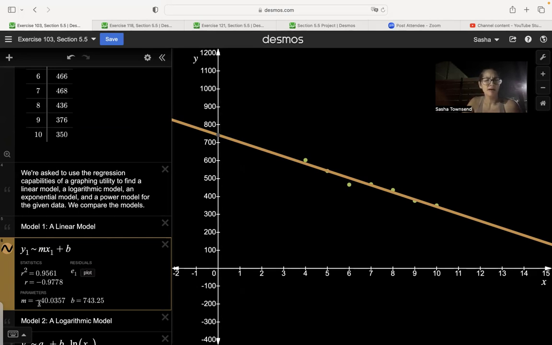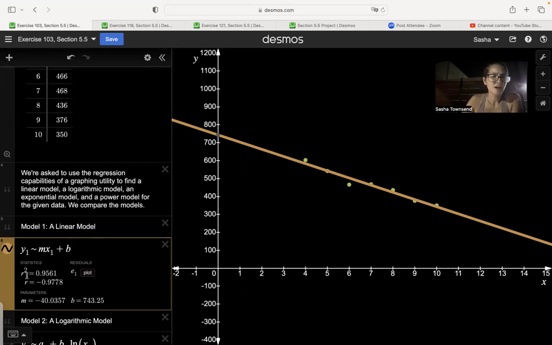And that slope of -40 just tells us that the number of procedures of this type is decreasing at 40 procedures per year. So every year there are about 40 procedures less that happen as compared to the year before. That's what we get with our linear model.